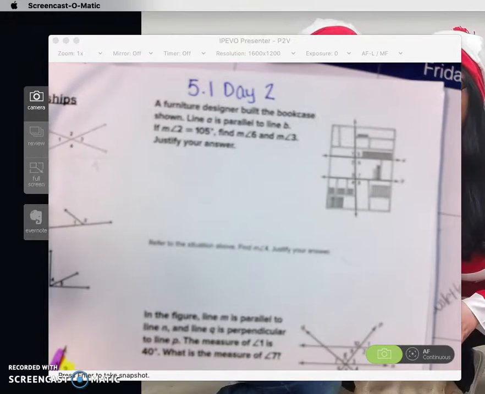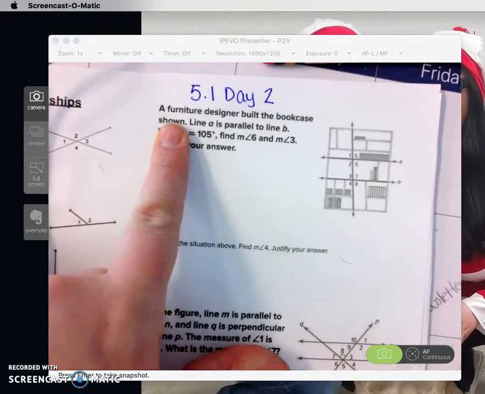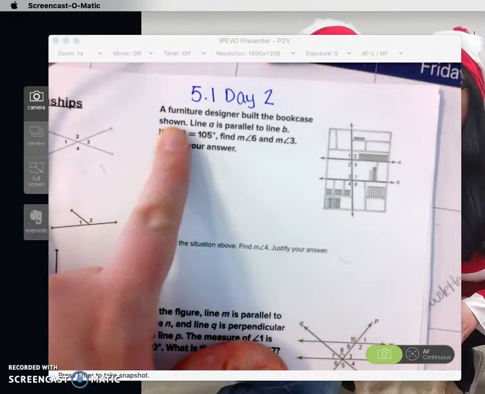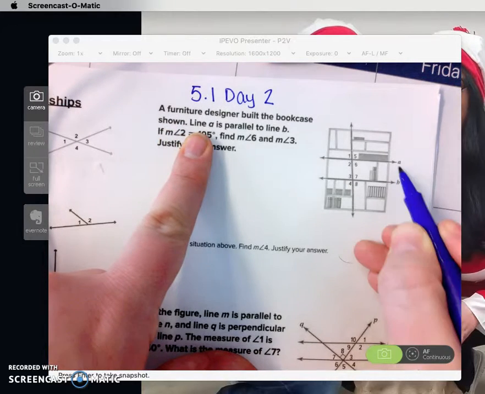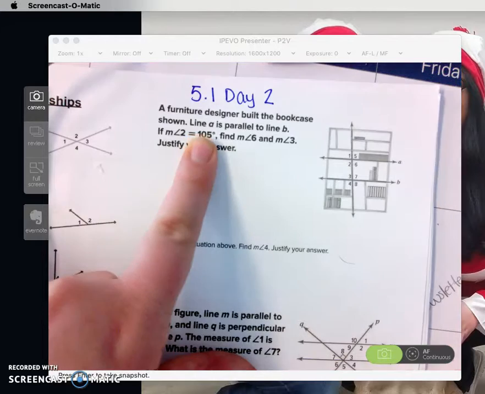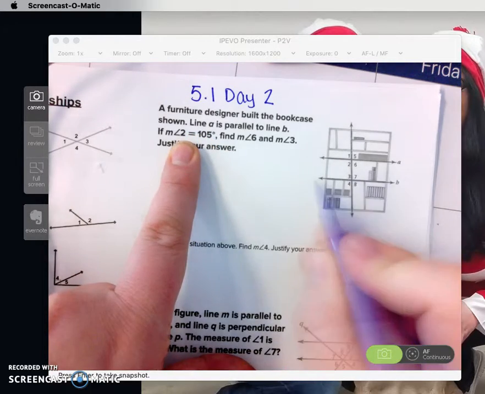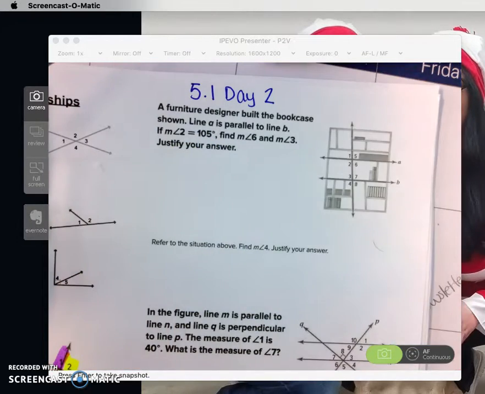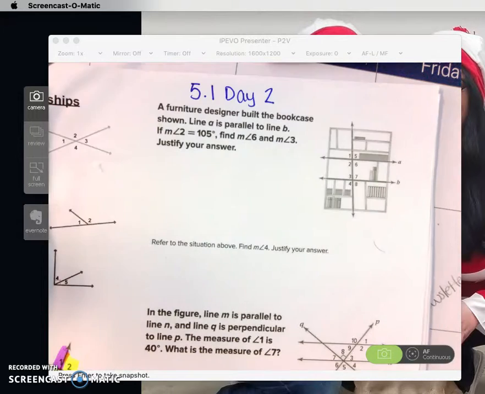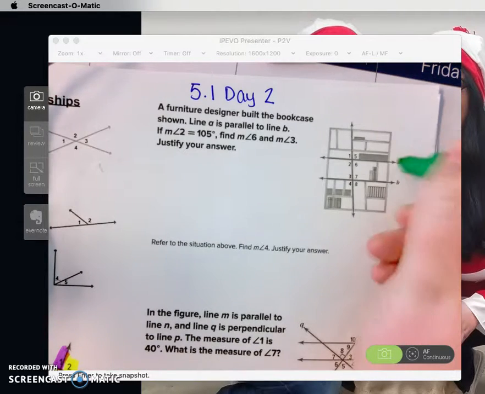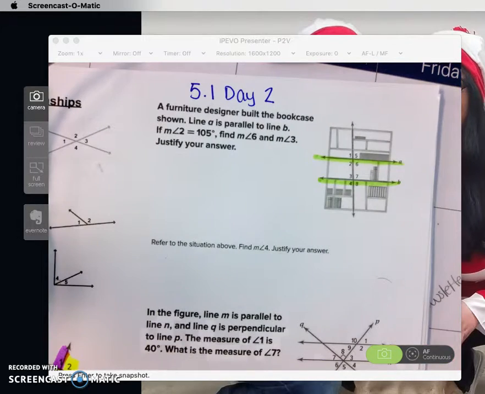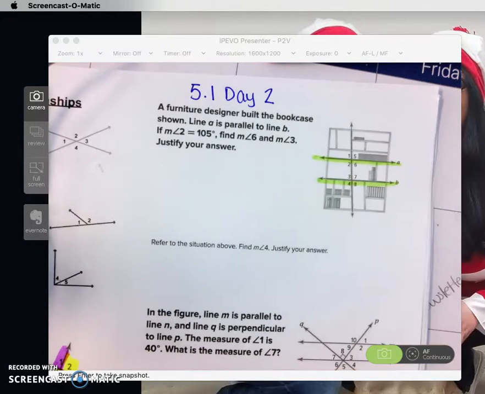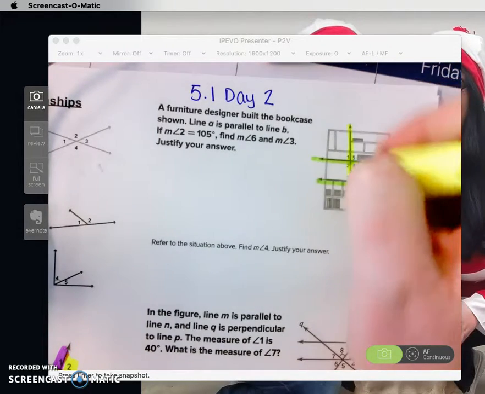So if we're going to continue on our notes, we're on this problem here. A furniture designer built the bookcase shown. Line A, so if you see right here, line A is parallel to line B. So these two right here are my parallel lines. I'm going to go ahead and just highlight those two lines. So this here and this one here, they're parallel. And then this line right here, that would be my transversal.